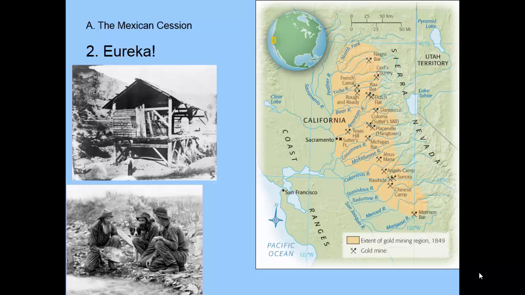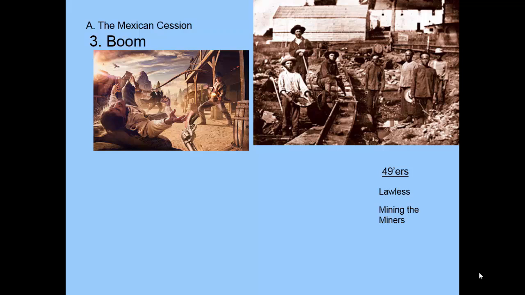And so the rush is on to get to California. So we call these people who rush out to get to California 49ers. They are called 49ers because even though gold is discovered in 1848, the rest of America is not going to find out until 1849. So let's go back the slide for just a second.